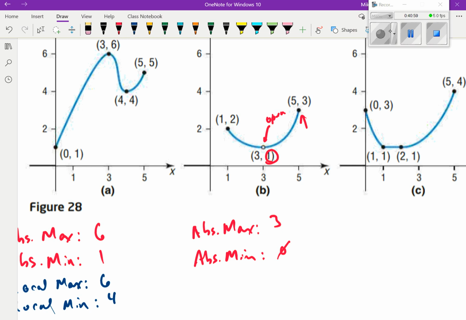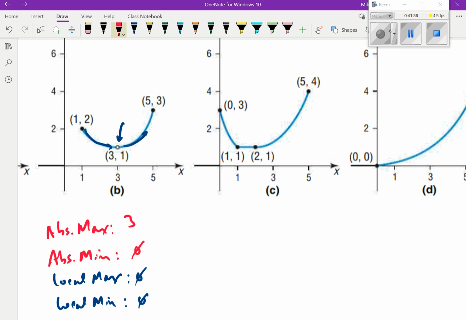Let's try to go back to color coordinating these a little bit. If I do my local max, do I have any regions where I was increasing and then decreased again? In this case, no, I do not. Do I have a local min? Do I have any values where I was going down and then turn back up? Well, I do have this. I'm going down and then I turn back up. However, that point, like I said, is open. So not only is that not an absolute min, it's also not a local min in this case either.